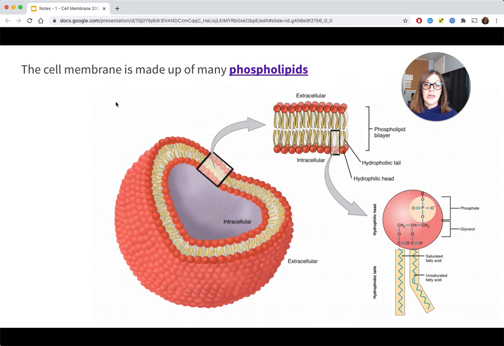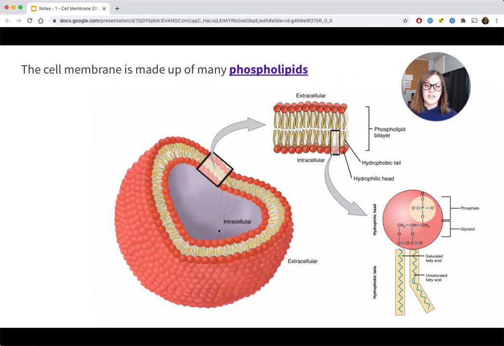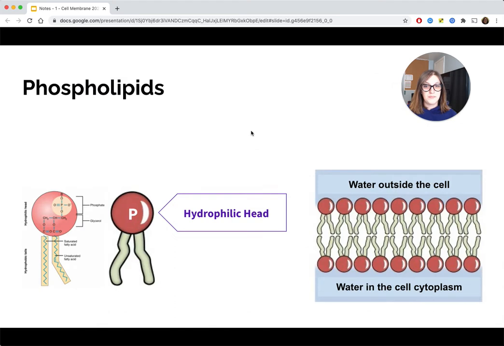The cell membrane is made up of many structures called phospholipids. So imagine that this whole thing is a cell, and if we cut part of it out to look at what's inside, the inside of the cell is here, so this is where the cytoplasm would be, the nucleus, and all of the organelles. And this cell membrane, which we've always drawn as just a solid line, actually has a lot more detail to it. You can see all of these little structures that look like balloons that make up this cell membrane. These structures are called phospholipids.